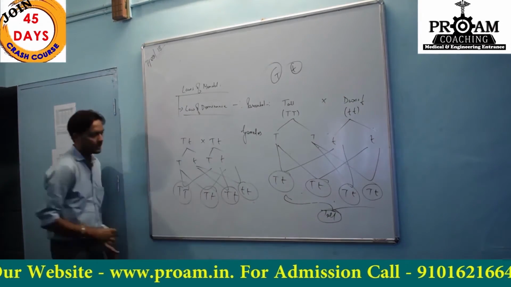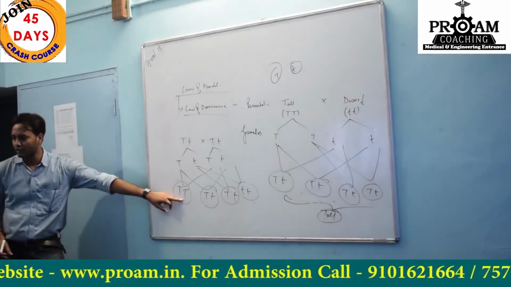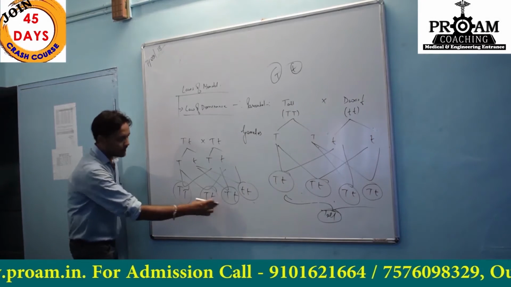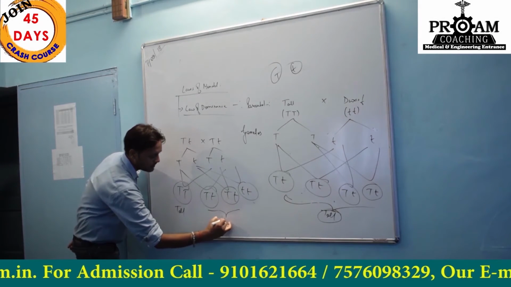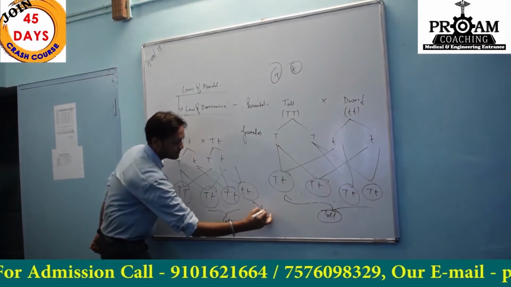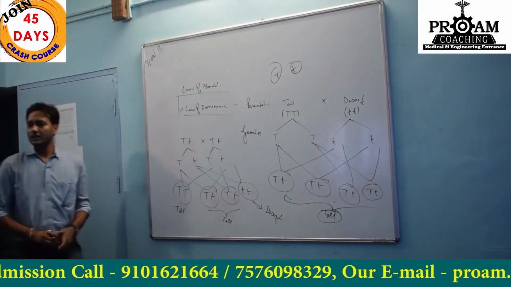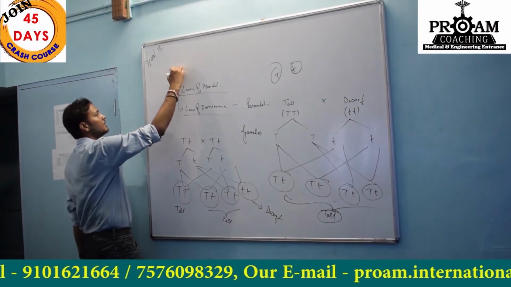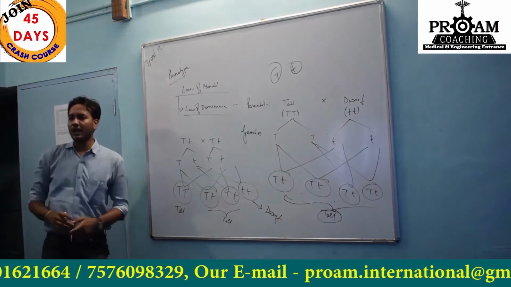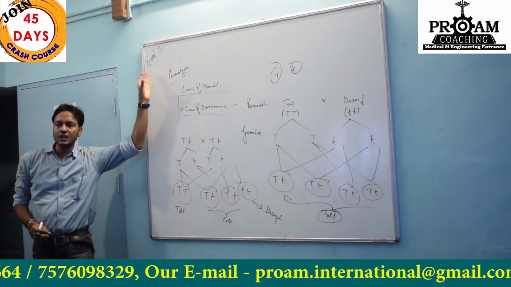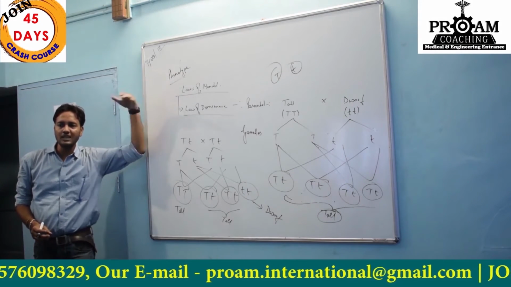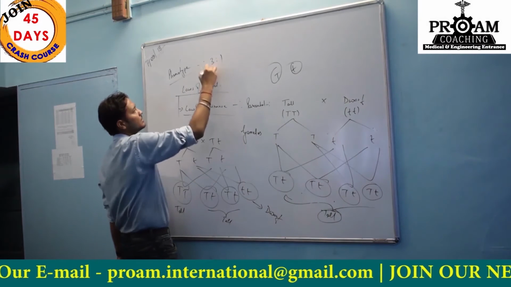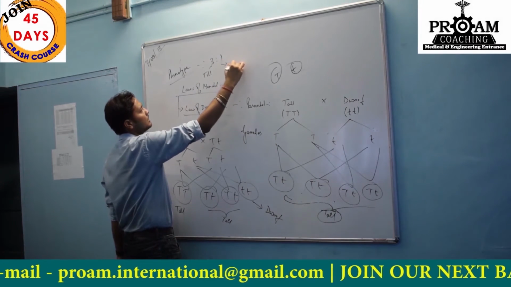Now let's find out the character. Look at here, capital T, capital T. So the plant will be homozygous tall. Capital T, small t, heterozygous tall, and this one is homozygous dwarf. So from here we are getting another term, that is the phenotype. What is phenotype? Morphological feature. The external feature is called as phenotype. So the phenotypic ratio is 3:1, 3 tall and 1 dwarf.